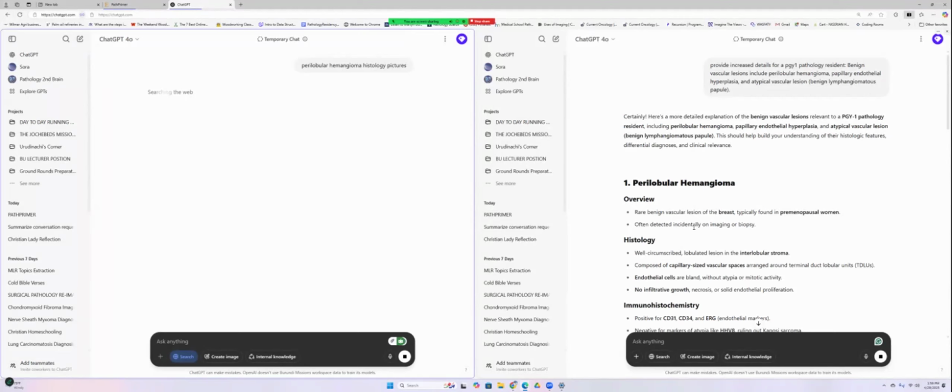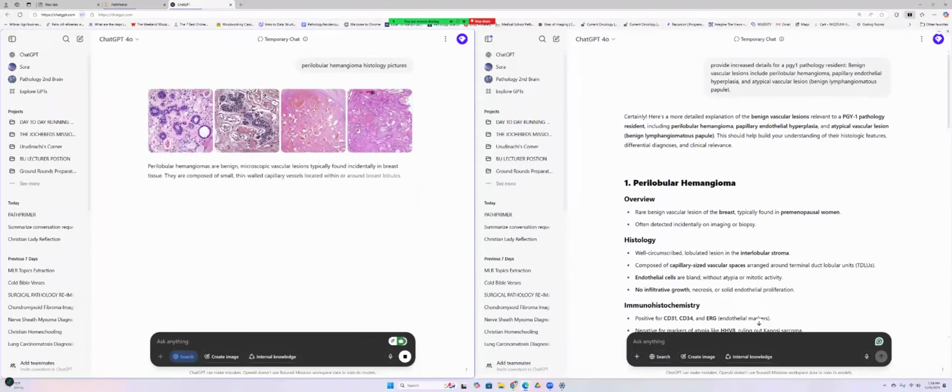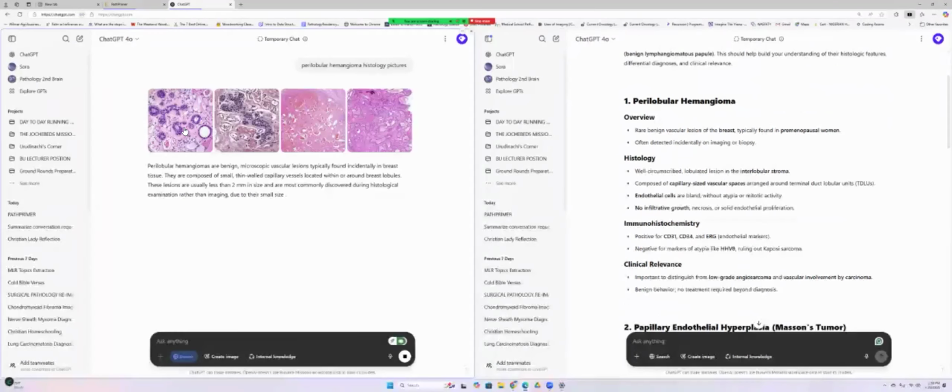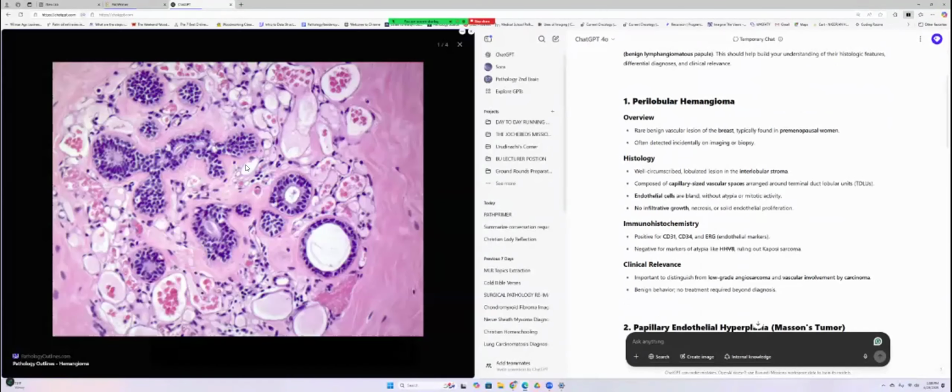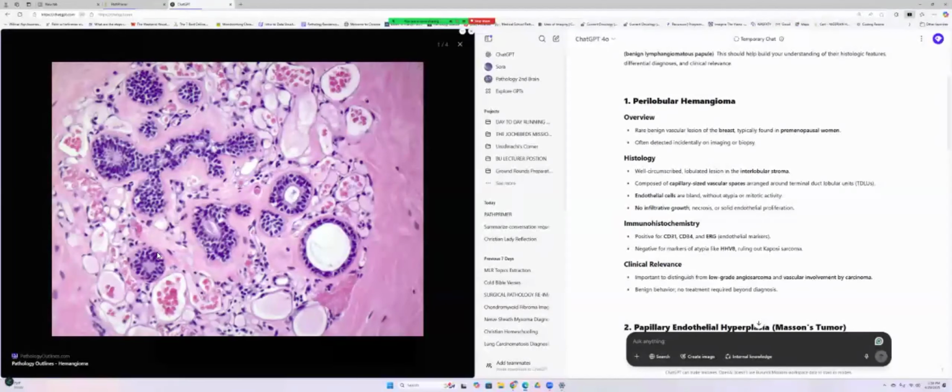Perilobular hemangiomas are rare vascular lesions of the breast, typically found in premenopausal women, often detected incidentally on imaging or biopsy. They're usually well circumscribed, like here you see it well circumscribed. In the interlobular stroma, there's stroma around it, composed of capillary-sized spaces, a lot of capillaries, arranged around the terminal ductal lobular units. So that's why it's called perilobular, these are lobules.